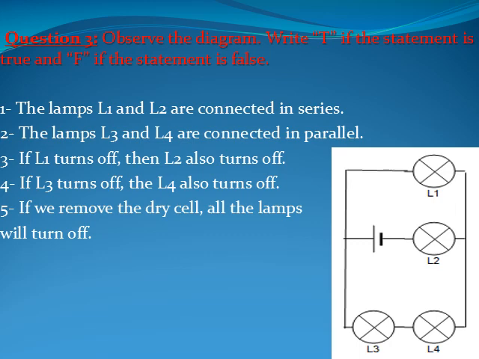If I told you, what do we have here other than lamps? We have a battery. What do we have also? We have connection wires. Let's start with the first one, number 1. The lamps L1 and L2 are connected in series. Is this true? Sure not. This is false. They are connected in parallel.